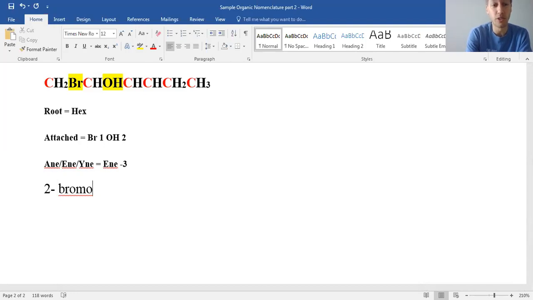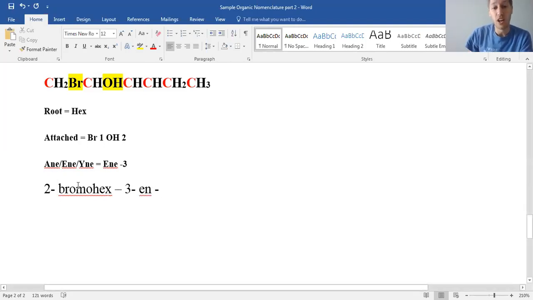We'll go right into the root, hex. Now we have 2 families. So we're going to put the double bond first, 2-bromo hex dash 3-ene. We're saying that on the 3rd carbon, right here, this carbon has a double bond. And then on the 2nd carbon, we have an alcohol, an OH. So 2-bromo hex dash 3-ene dash 2-ol. So again, hopefully that helps you with some naming stuff here.